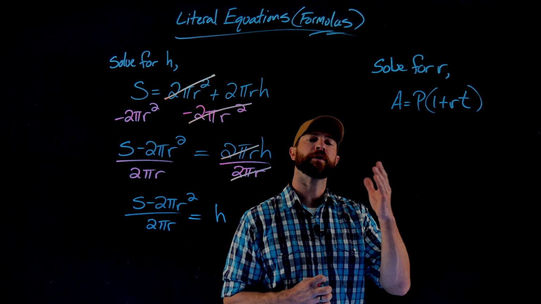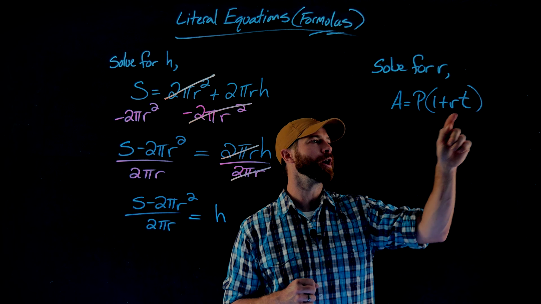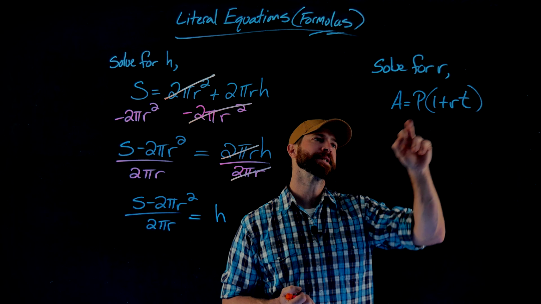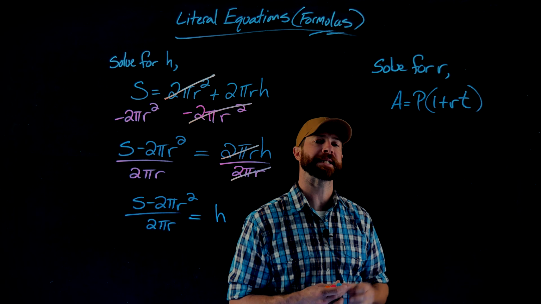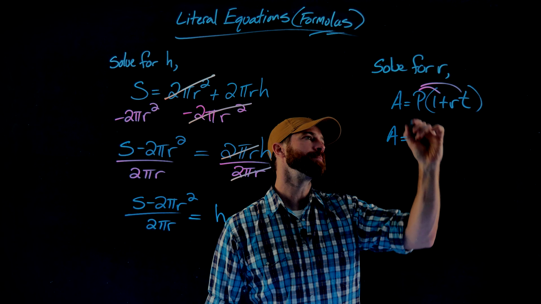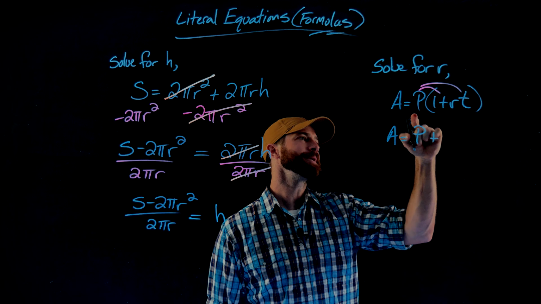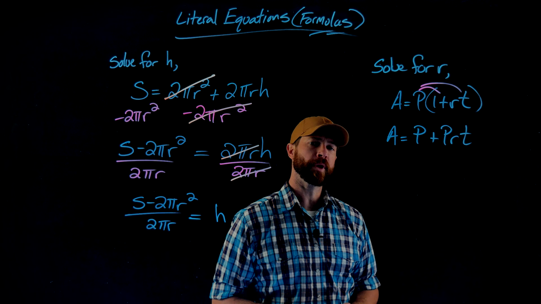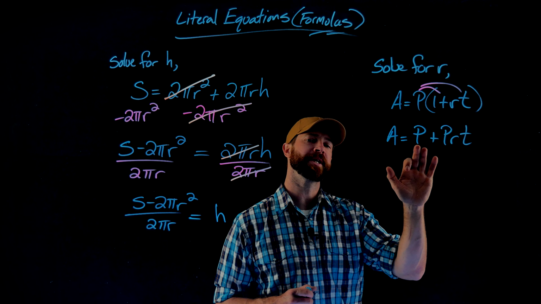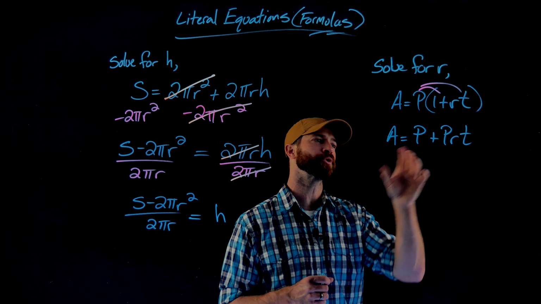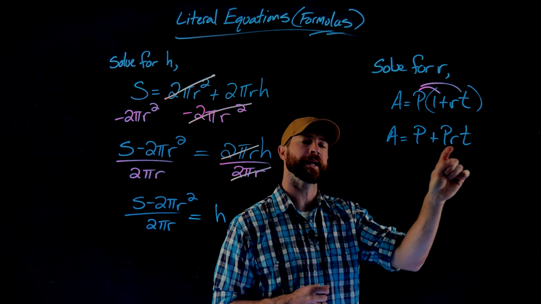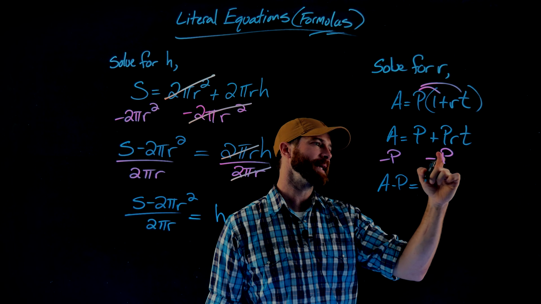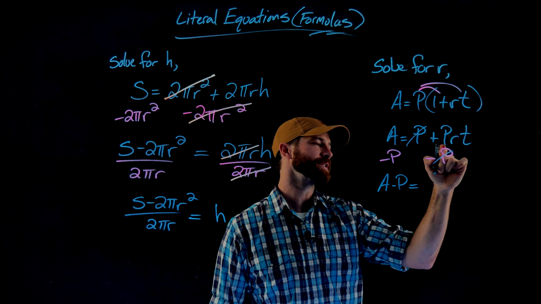Here I'm being asked to solve for r. This is a bit tricky because my r is inside these parentheses. What I'm going to do first is distribute this p through the parentheses. When I distribute the p, I get p times 1 is p, plus p times rt is simply prt. Then I'm going to subtract p from both sides. I'm subtracting the p because I'm trying to isolate this term that has my r in it. On the left-hand side, I'll have a minus p. On the right-hand side now, if my p's cancel, I'll have just the prt.